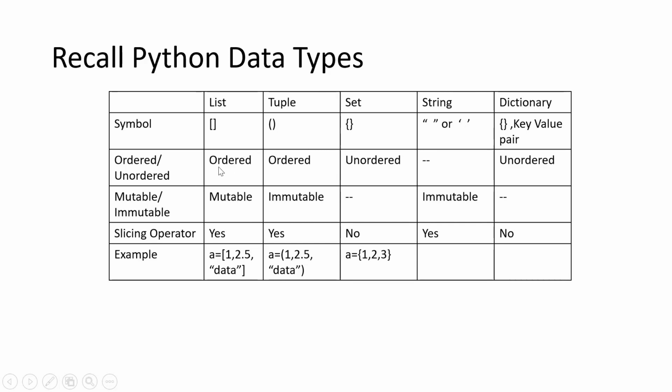Ordered and unordered: list is ordered, tuple is ordered, set is unordered, and dictionary is unordered. List is mutable, tuple is immutable, and strings are immutable. List or slicing operator means we can access the data. Yes, definitely. This is the example of your list where A is equal to, inside the square brackets, the different types of data we have declared here. This is your tuple, then this one is your set. Thank you.